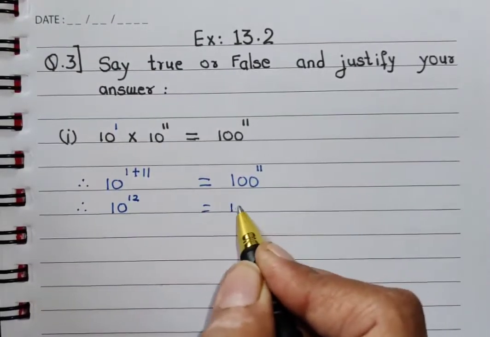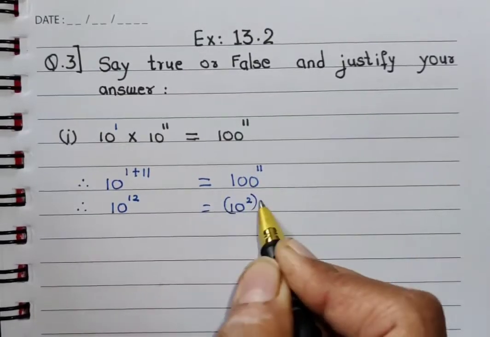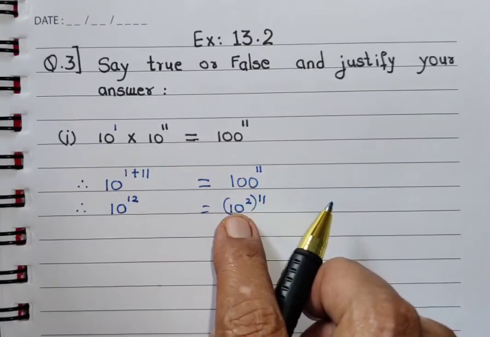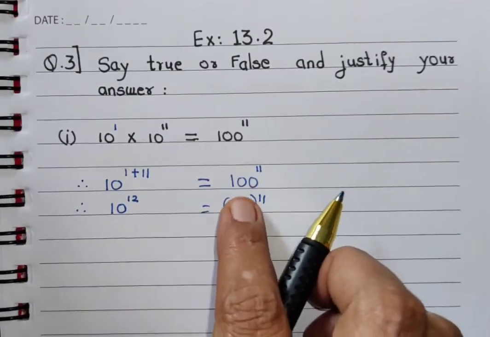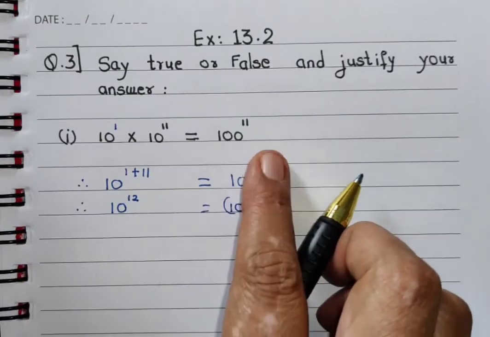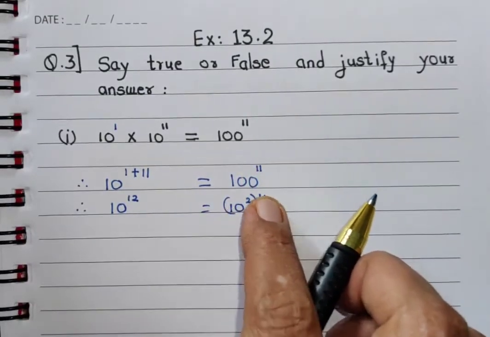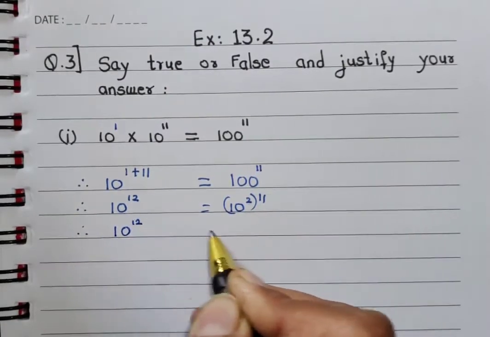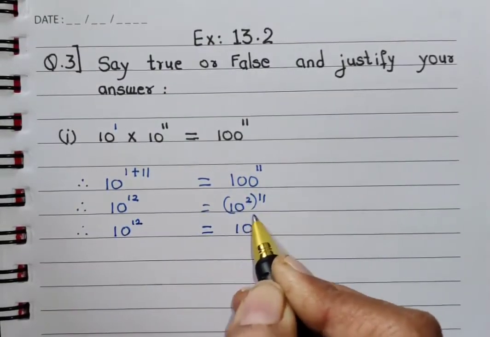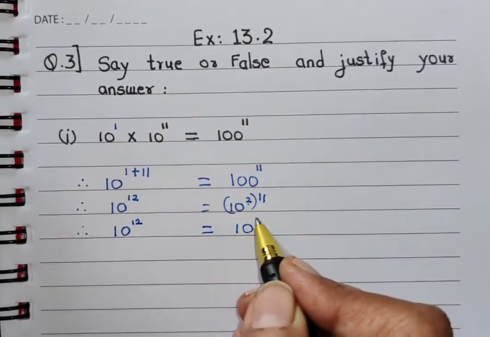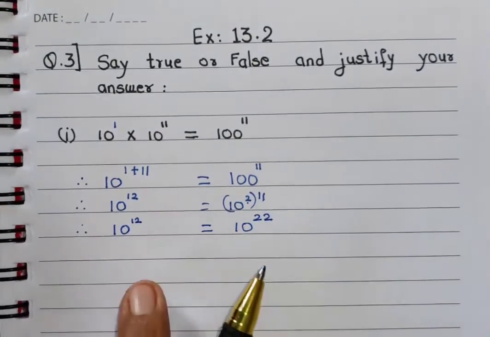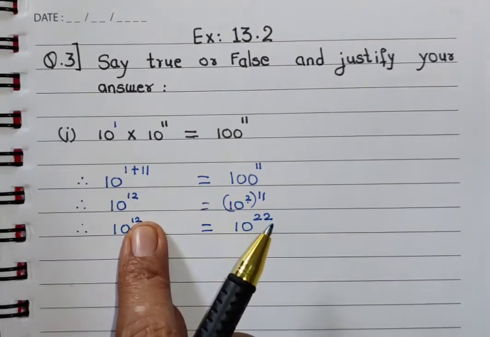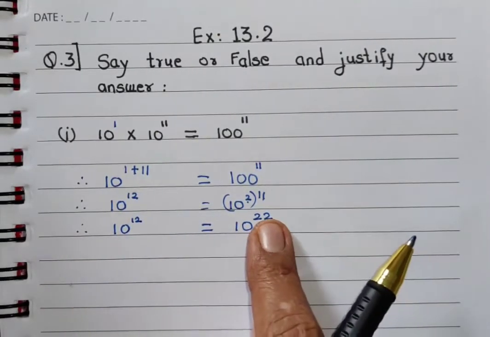But here I am turning 100 into 10 square and then power 11. As you can see, 10 tens are here, 2 zeros are there, that means it is 10 square. And the complete 100 has the power 11, so this also will have the power 11 here. So here it is 10 to the power 12, and here it is 10 to the power 2 11s are 22. Now just compare. This 10 is with power 12 and this 10 is with power 22.